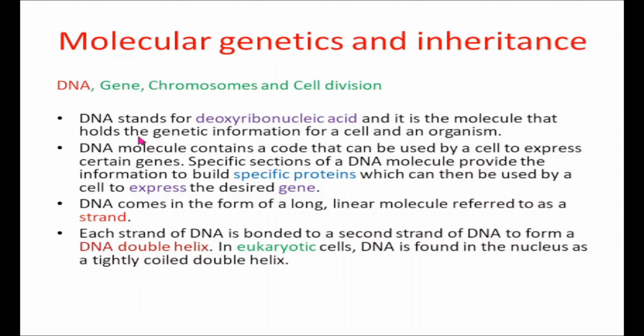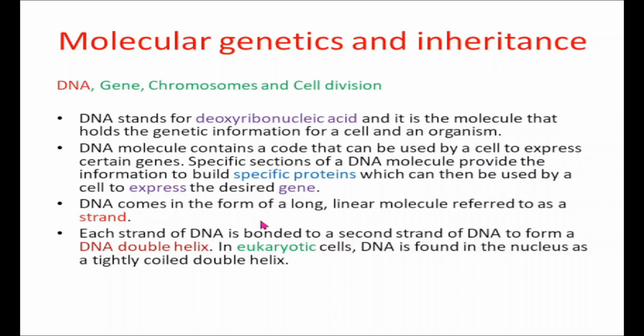A DNA molecule contains a code that can be used by a cell to express certain genes. Specific sections of a DNA molecule provide the information to build specific proteins. This specific section we call a gene. This process of converting the specific gene sequence into a specific protein is called gene expression. So the code in DNA is expressed into the protein.